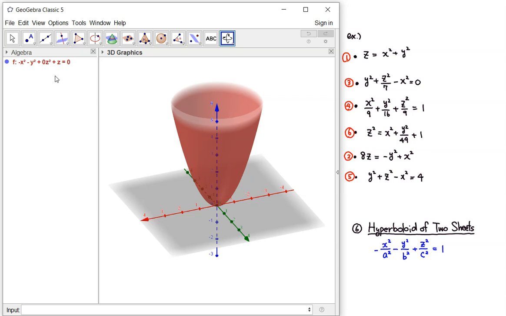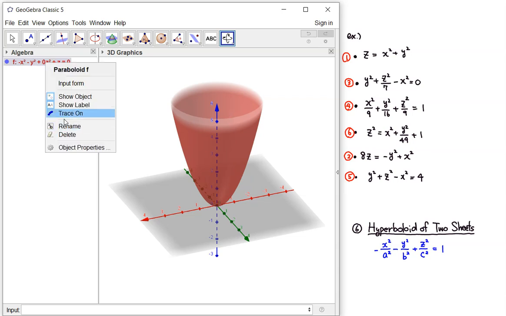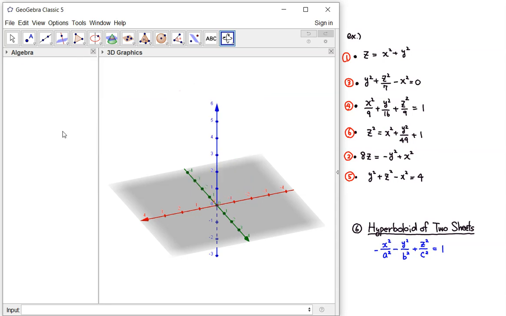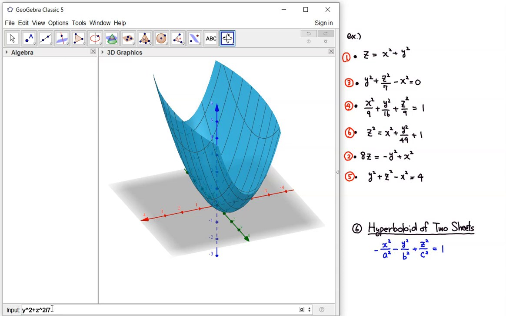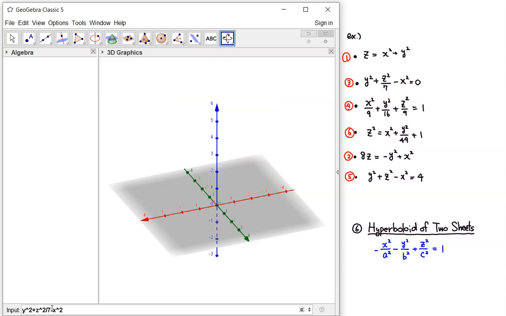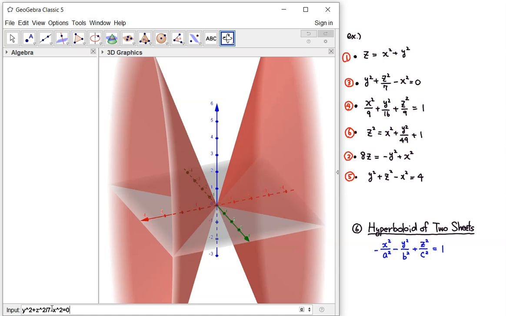All right, let's get rid of that. It's just a right click, and then you can just delete it if you want. All right, so let's look at the next one. This is number 3, the elliptic cone. So we know what the cone is going to look like, but I'm going to just type in y squared plus z squared over 7 minus x squared equals 0. Right? Hit enter.